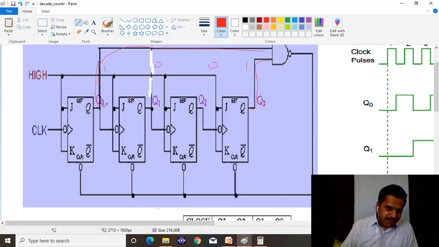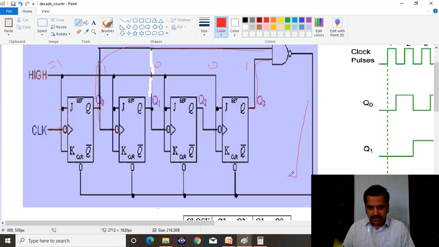Now it is the same flip-flop. J and K inputs of all the flip-flops are tied high, that is 1. The clock is only applied to the first flip-flop. Subsequent flip-flops are driven by the previous flip-flop. This bubble indicates negative edge triggering. The output of the NAND gate is given to the reset pins of all the flip-flops. The reset pins are active low. The flip-flops reset to 0 when a 0 pulse is applied to them. That is why we are using the NAND gate.